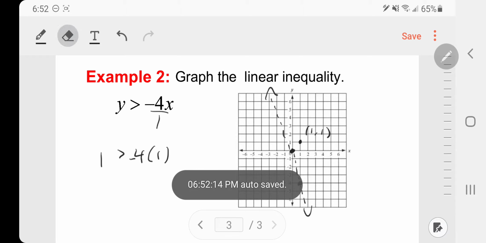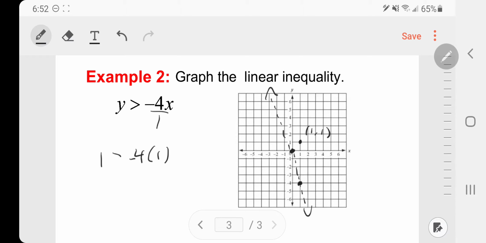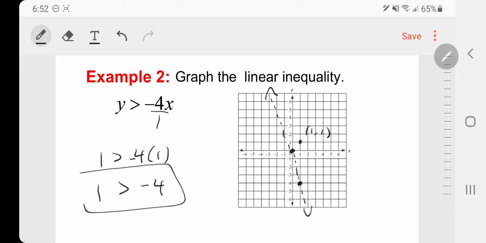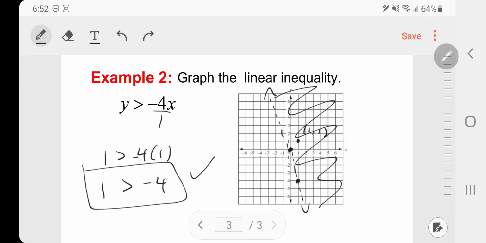If I test the point 1, 1, we're checking to see if this is a solution. I get 1 is greater than negative 4. Is 1 greater than negative 4? Yes, it is. That means I'm shading on the same side as our point, because this is a solution. If it was not a solution, you would shade on the opposite side. Again, you see greater than negative 4x, which means greater than, so I shaded in the greater than section here. So those are some general rules for graphing linear inequalities.